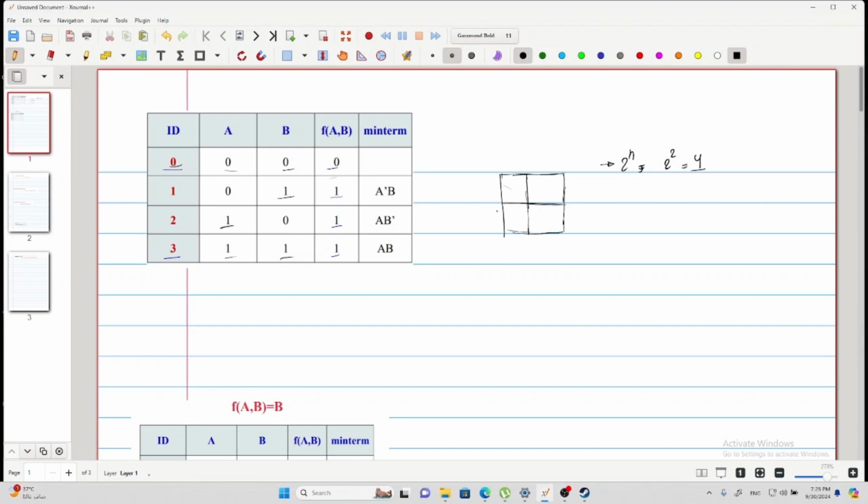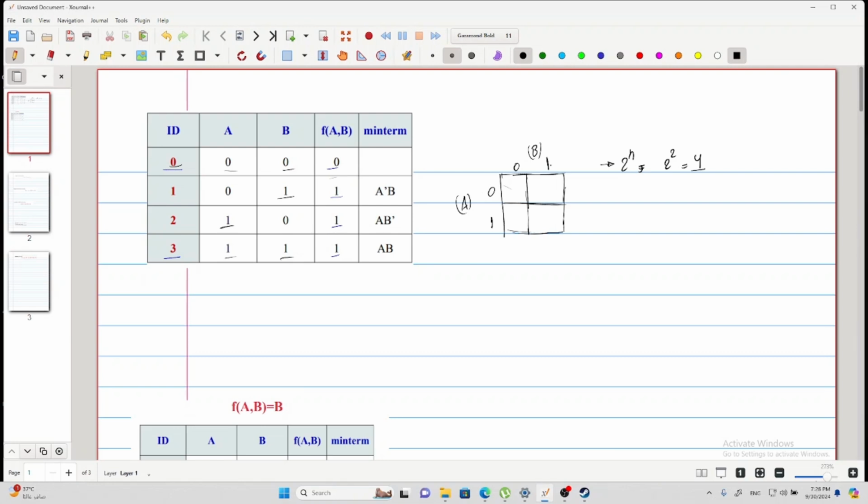First, the way you set up, either you choose A to be in the vertical, which is the rows, or the horizontal, which is the columns. Let's choose, for example, A to be here. The choice is arbitrary, so it doesn't really matter, but you have to make sure you follow it. So first, you write 0, then 1, and then 0, then 1.